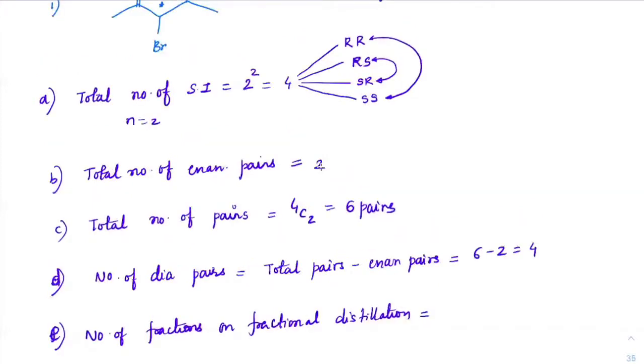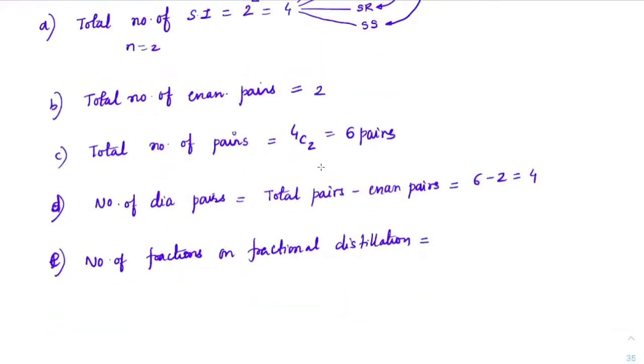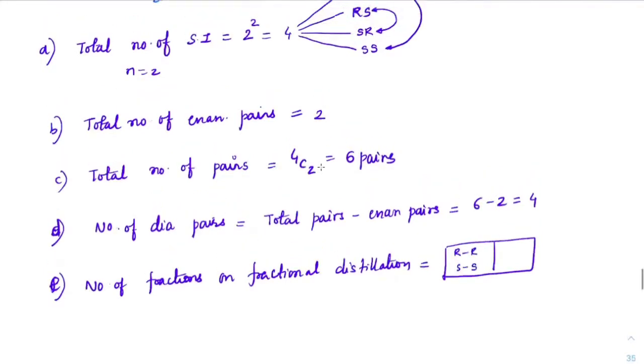Out of these 4, tell me, can you separate RS and SR? No. Can you separate RR and SS? No. That is also an enantiomer pair. You cannot separate enantiomers. So I'll get only 2 fractions. One fraction will have RR and SS. One will have RS and SR. So how many fractions will I get? Only 2 fractions.